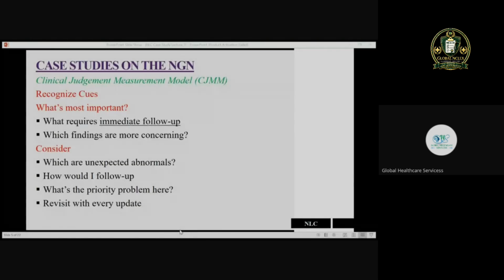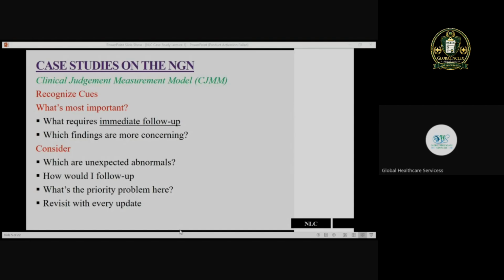Okay, but both the things are abnormal. Now, what do you have to decide? I have to decide which is the most concerning. We will move toward Maslow's hierarchy for the prioritization, but here we are talking about which are unexpected abnormals, that is, which finding you have to tackle immediately.